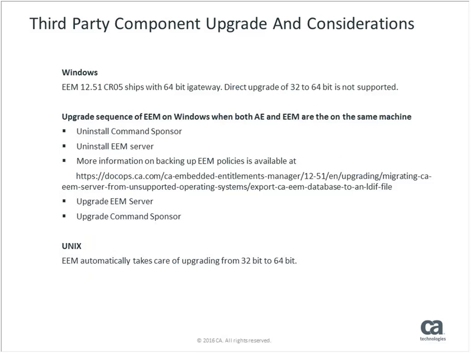Third-party component upgrade and consideration. There is one significant change that has come. EEM 12.5.1 CR05 is part of 1136 SP6, and it starts shipping 64-bit iGateway. 32-bit iGateway is no longer supported, and on Windows, a direct upgrade from 32 to 64-bit is not supported. So the upgrade sequence is specified here as to how one has to perform the upgrade in case both AutoSys and the EEM server are residing on the same machine.